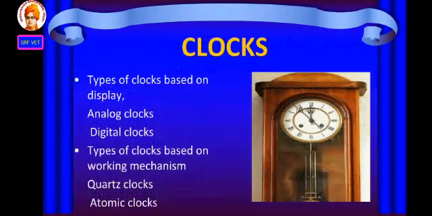Clocks are used to measure time intervals. So many clocks were used from ancient times. Scientists modified the clock's mechanism to obtain accuracy. They are mainly divided into two types. Types of clocks based on display are divided into two types: analog clocks and digital clocks. Types of clocks based on working mechanism are again divided into two types: quartz clocks and atomic clocks. Let us see one by one.